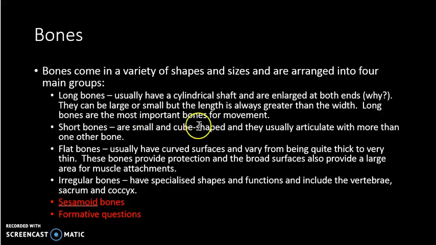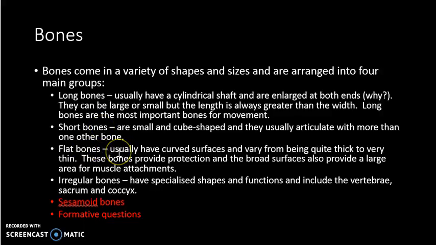Short bones are smaller and cube shaped. Normally they're as wide as they are tall, and that's a good way to look at them, and usually articulate with more than one other bone. So we think of the carpals with the 2 rows of 4. There's obviously a lot of articulation going on there. Generally, short bones, and where short bones are located, allows for lots of movement.